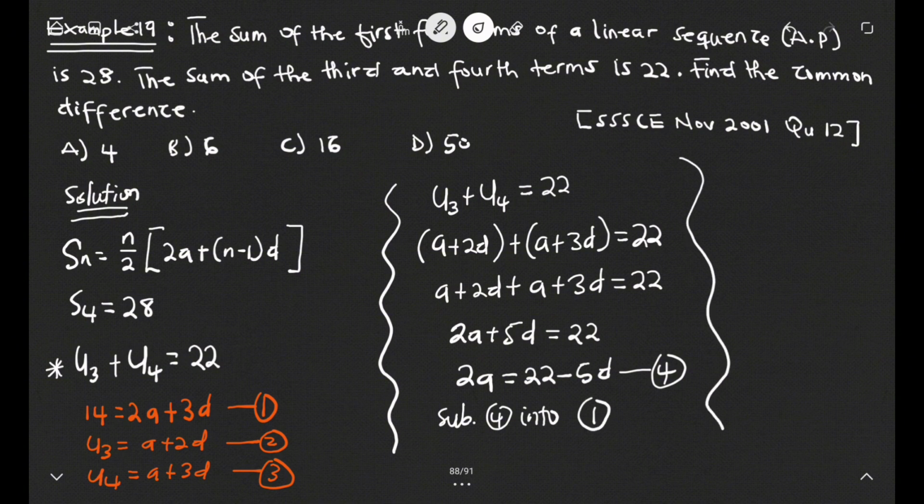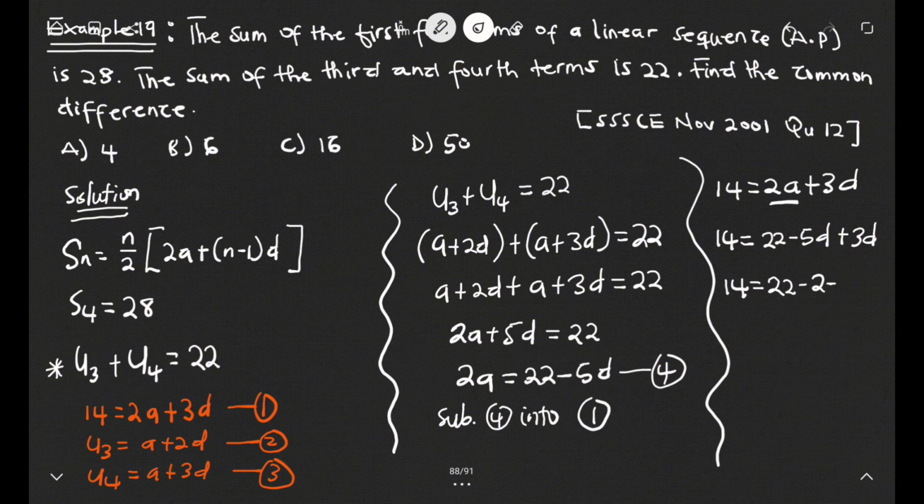Okay, so if we do that, we are going to have equation 1 is 14 is equal to 2a plus 3d. But remember, the 2a over here is the same as 22 minus 5d over here from equation 4, and that is where we are going to do the substitution. So I have 14 is equal to, the 2a becomes 22 minus 5d, and then I have the plus 3d here. So I have 14 is equal to 22 minus 5d plus 3d, which will give me minus 2d.